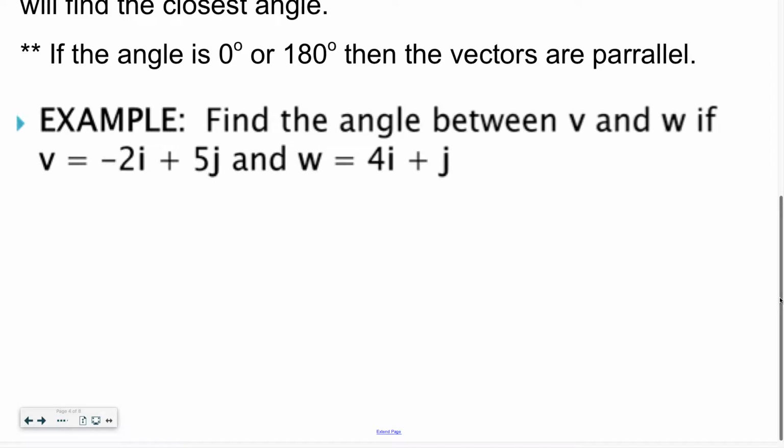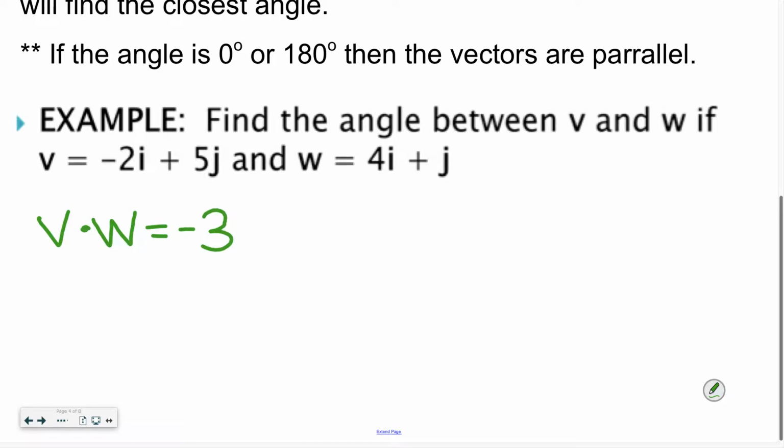I believe these are the same two vectors that we had on the previous page. Yes? No? Okay, we're going to find the angle in between these two vectors. Vector v is negative 2i plus 5j. Vector w is 4i plus 1j. And in order to find the angle in between, the cosine of theta is going to equal the dot product over magnitude times magnitude. So we need to know the dot product and the two magnitudes. Now, we already calculated the dot product together, correct? Was it negative 3? Yeah.